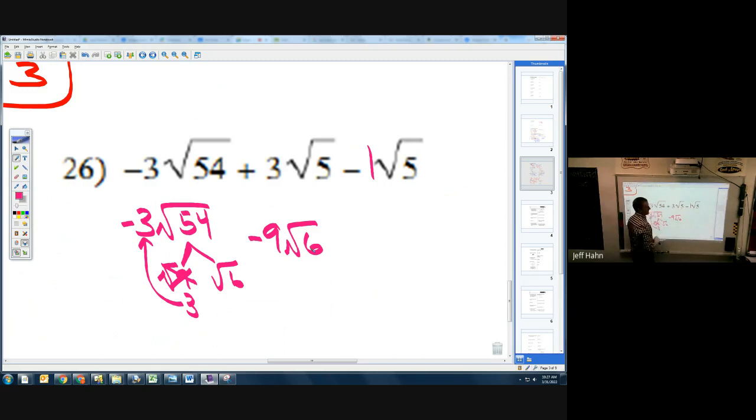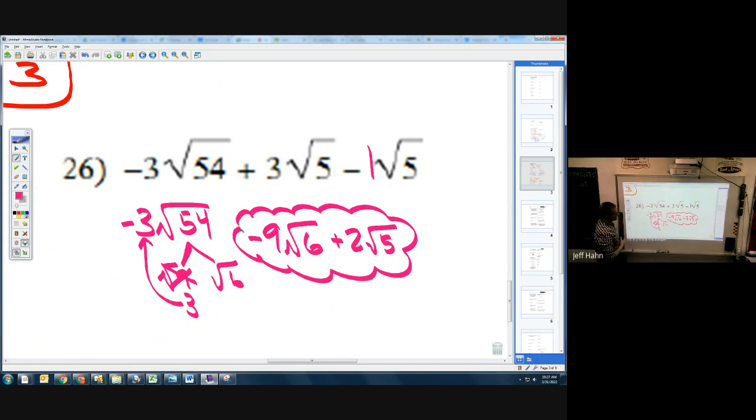Not the same radical as those, but I can put these together. What is plus 3 square roots of 5 minus 1 square root of 5? 3 minus 1 is just 2 square roots of 5. And that is as much as you can do because the radicals are not the same.